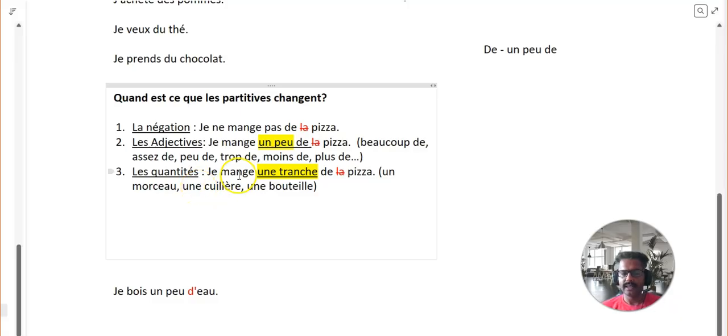Last come the quantities. When I'm specific about quantities of certain things, I will omit articles from the partitive sentences. For example, je mange une tranche de pizza, and not de la pizza. These quantities can be replaced by un morceau, une cuillère, une bouteille. Just to let you know, une tranche means one slice, un morceau is a piece, une cuillère is a spoon, une bouteille is a bottle.